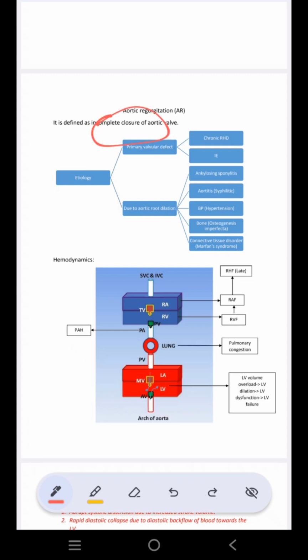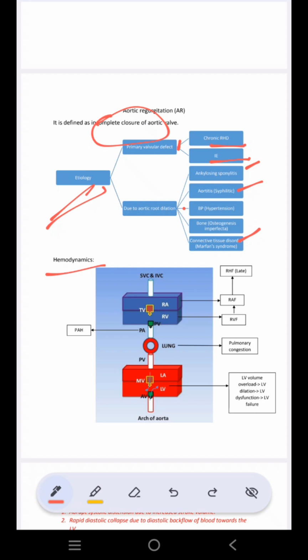Now let us study the etiology, what can be the causes. First, you can divide this into a valvular defect, and second, an aortic root dilatation. In valvular defects, you have chronic RHD and infective endocarditis. And in case of aortic root dilatation, you have conditions like ankylosing spondylitis, syphilitic aortitis, and a connective tissue disorder, that is Marfan syndrome.